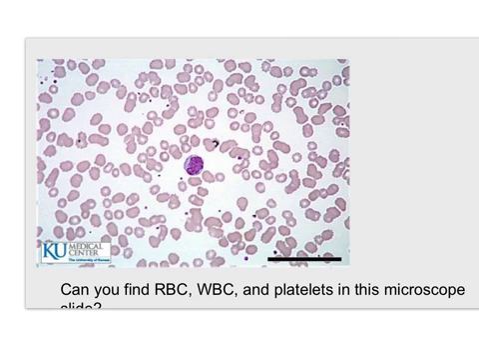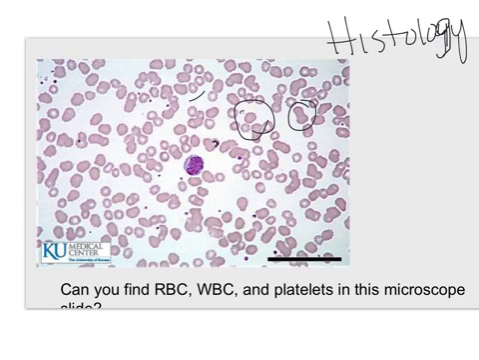So remember when we were doing our histology unit and you were looking at different types of tissue, one of the connective tissues that you looked at was blood. And you will recognize this from looking under the microscope. So all of these maroon things that you see, those are all red blood cells.